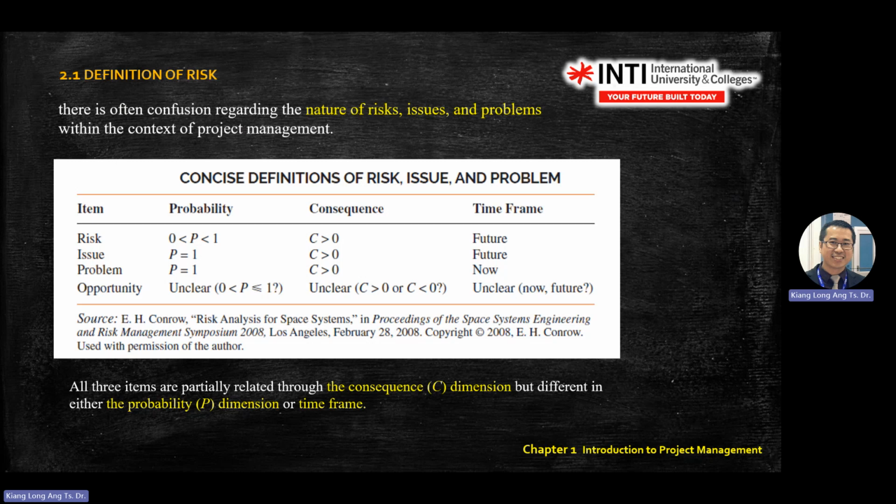Risk always talks about the future. Okay, what's going to happen if you don't do this one? What's going to happen? Okay, this is risk. Issue. Issue is in the future, but probability is 100%. Means it's going to happen for sure. Probability, consequences also a positive value. So if probability is 100%, it becomes an issue. Risk will become an issue.